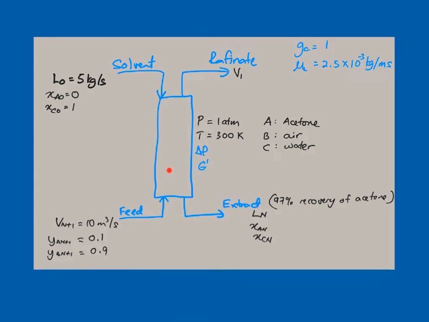Since it is required to remove only 97% of acetone from the feed gas, therefore 97% of acetone must be recovered at the extract. The rest, 3%, will be released at the raffinate. Please be careful with the unit used here. We can see that the flow rate of the feed gas is given in 10 meter cube per second, whereas the flow rate of solvent is given in kilogram per second.